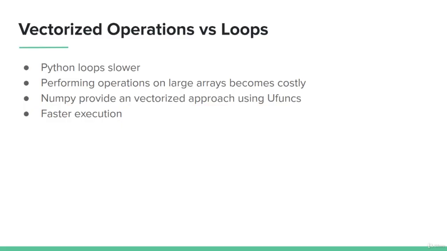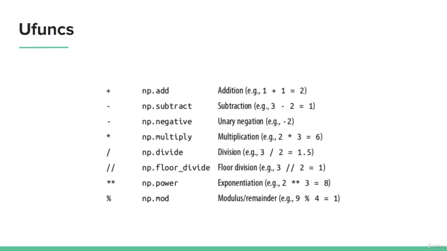To reduce the cost, we need a better operation. That's why NumPy provides us with a vectorized approach using ufuncs. The universal functions are a vectorized approach, which is better than loops. That's why they are computationally efficient, and they help us a lot whenever we're doing computations on large datasets, giving us much faster execution. It's very important. So let's talk about some of the universal functions.